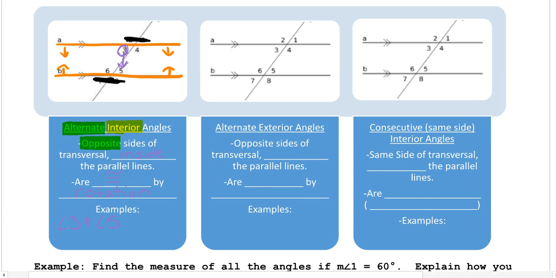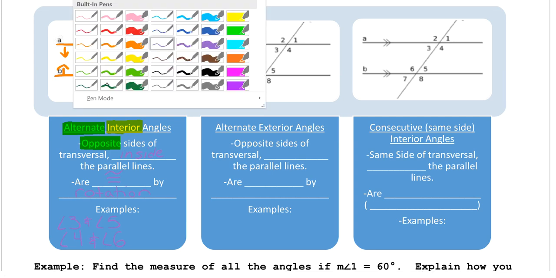That would leave angle 4 and angle 6 to then also be a set of alternate interior angles. They are on opposite sides of the transversal inside the parallel lines.